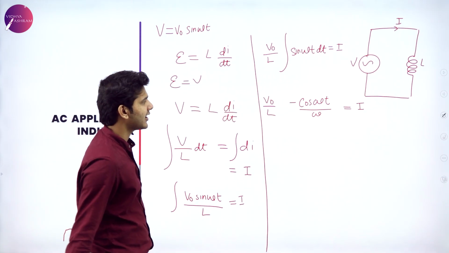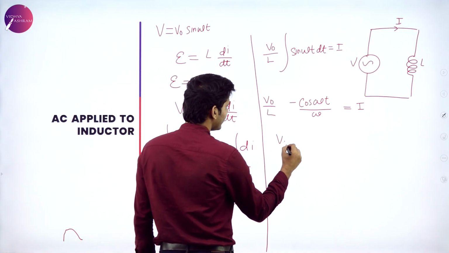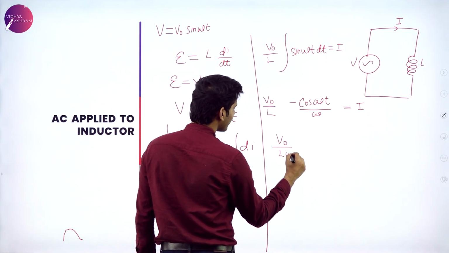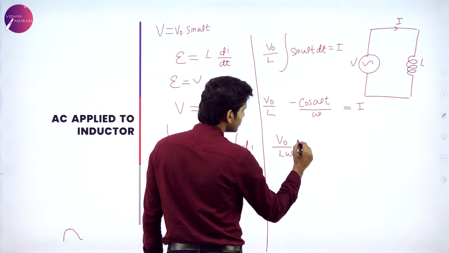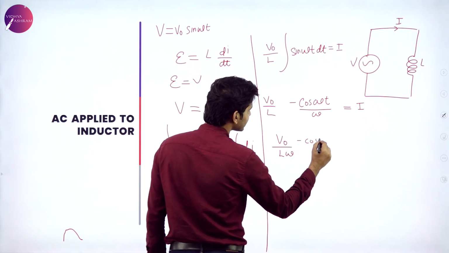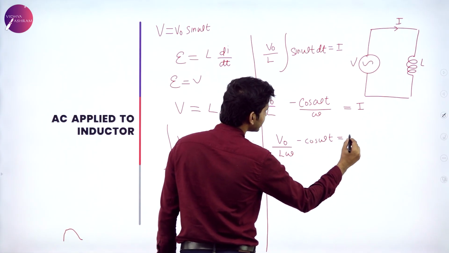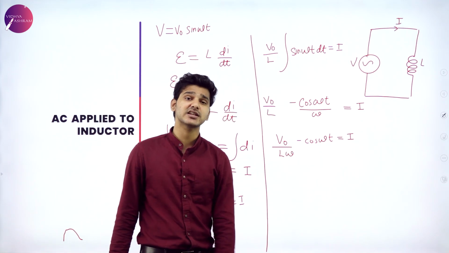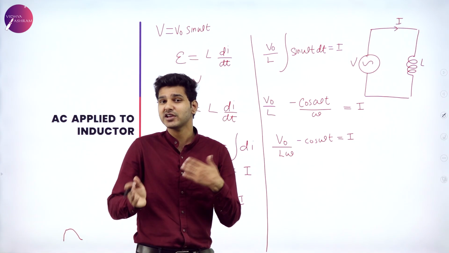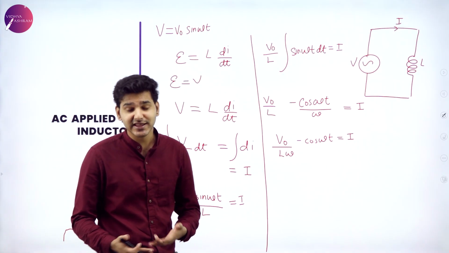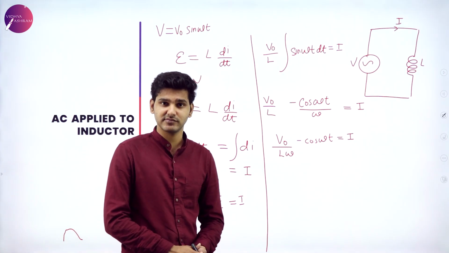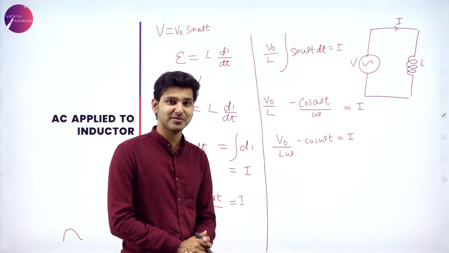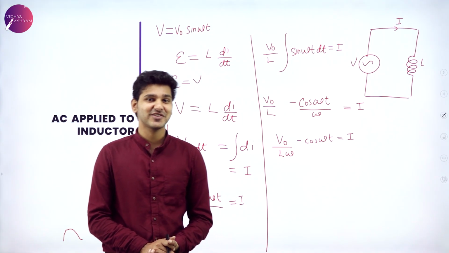So we again have one equation, that is V naught by L omega into minus cos omega t is equal to I. Again, the only problem here is that it is expressed in terms of cos omega t. We have to express it in terms of sin omega t. Then only we can draw the graph and phasor diagram. Even if you don't want to draw the phasor diagram, I have to make you draw the phasor diagram.